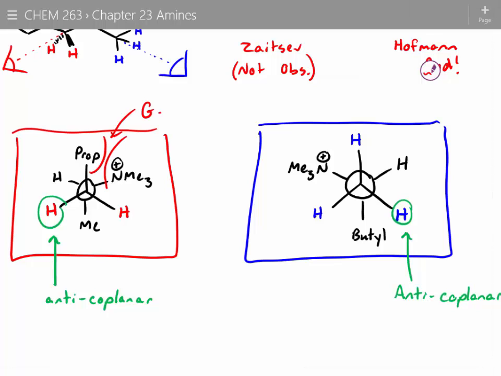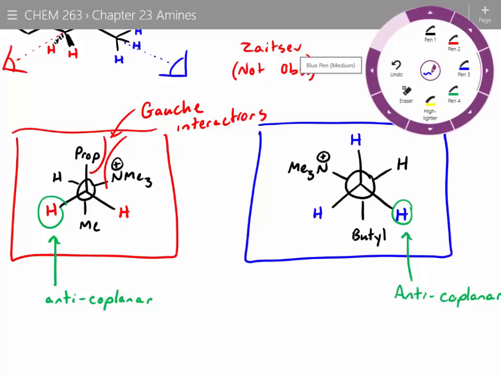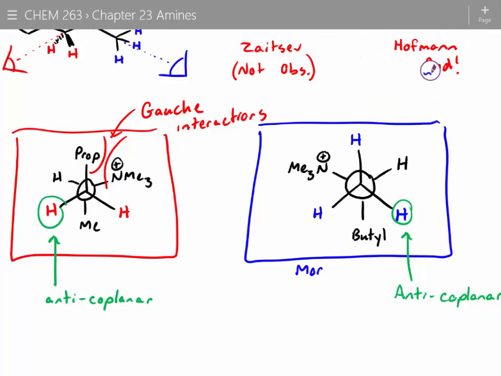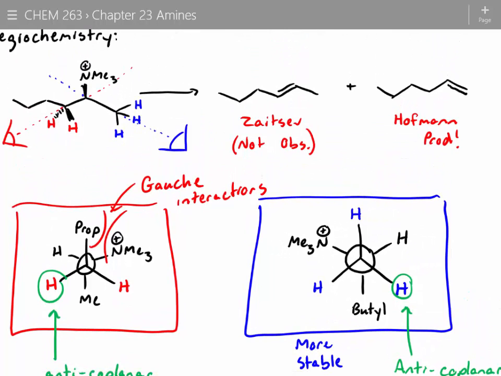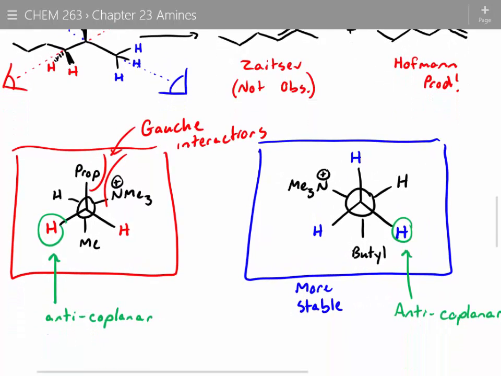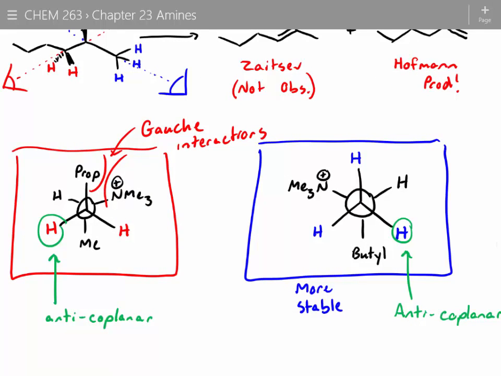So Gauche interactions are destabilizing, which means this is more stable. So even though the Zaitsev product, if we go up and we look at it, is more thermodynamically stable, kinetically it's a lot easier to grab the more accessible beta proton, which in this case leads to the Hoffman product.